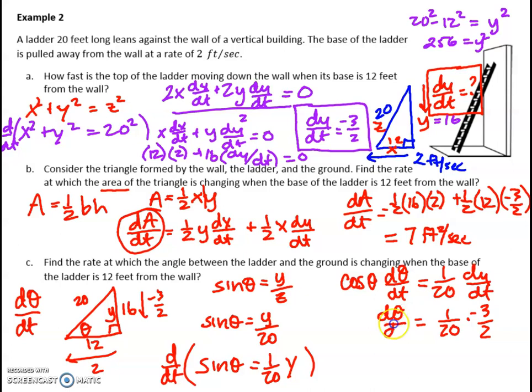The rate of change of y, just as before, was -3/2. This is where some people get lost. Cos theta is a ratio, guys. So go back to your triangle. What's the cos of this angle theta? 12/20.